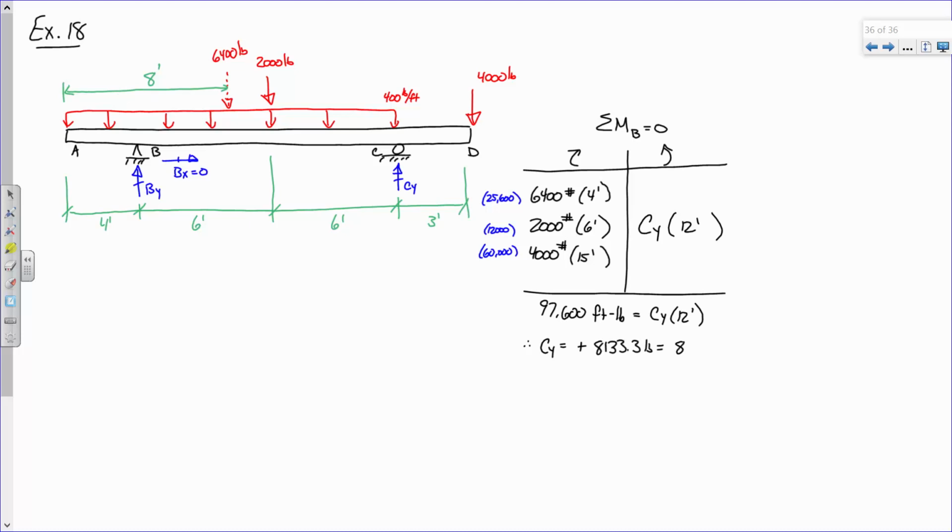And so that's 8133.3 pounds up. Everybody got that? All right, now we sum forces in the y direction.